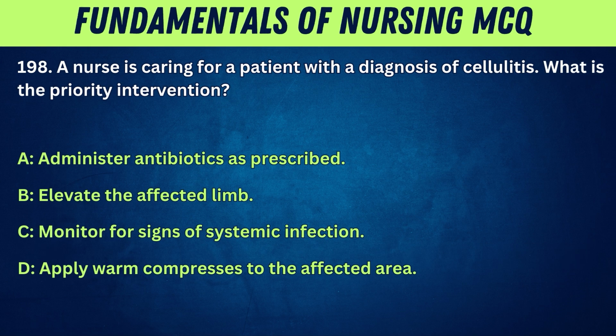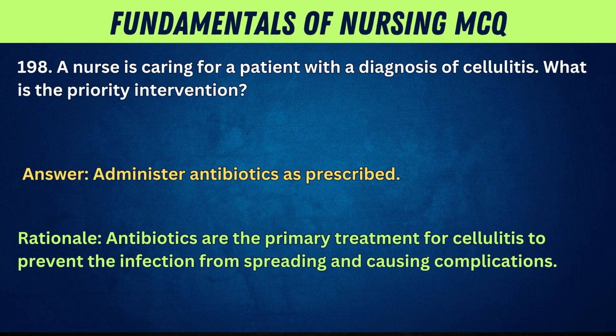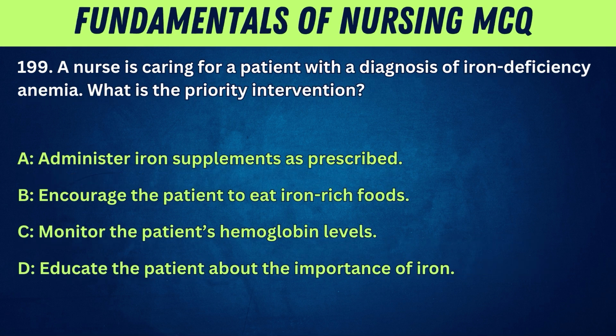198. A nurse is caring for a patient with a diagnosis of cellulitis. What is the priority intervention? A. Administer antibiotics as prescribed. B. Elevate the affected limb. C. Monitor for signs of systemic infection. D. Apply warm compresses to the affected area. Answer. Administer antibiotics as prescribed. Rationale. Antibiotics are the primary treatment for cellulitis to prevent the infection from spreading and causing complications.